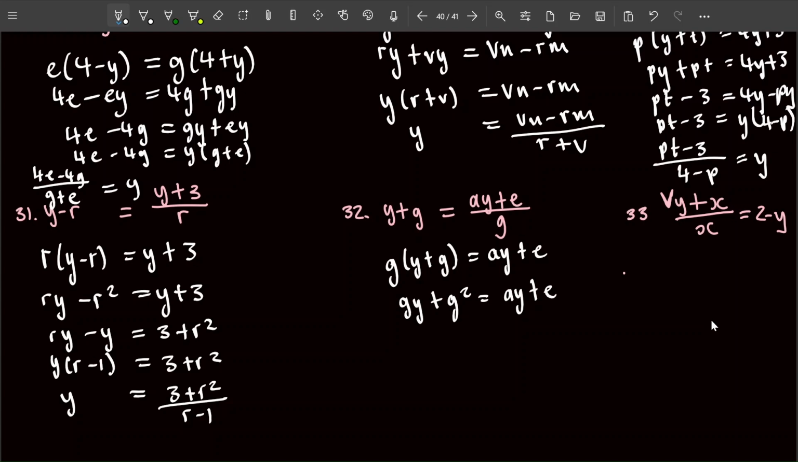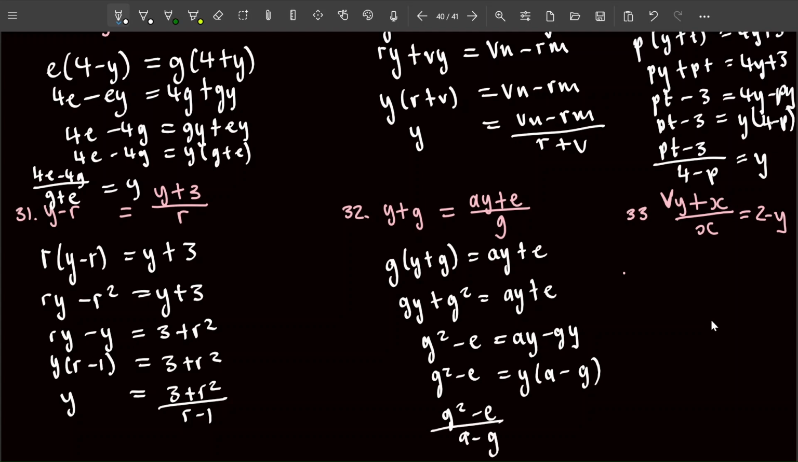Then what do I do now? I group like terms. Okay, let me take them to the right this time. g squared, right? Then minus e is equal to ay is there and it's positive. gy is now coming to subtract. What do I get? g squared minus e is equal to y comes out. I'll get a minus g. I'll get g squared minus e over a minus g is equal to y. Done.